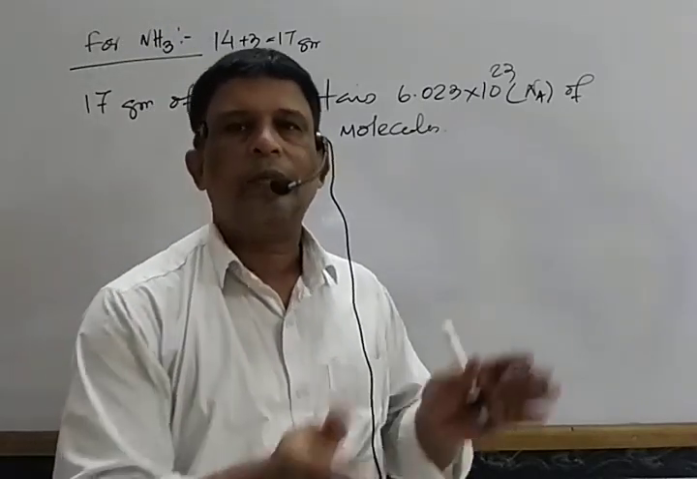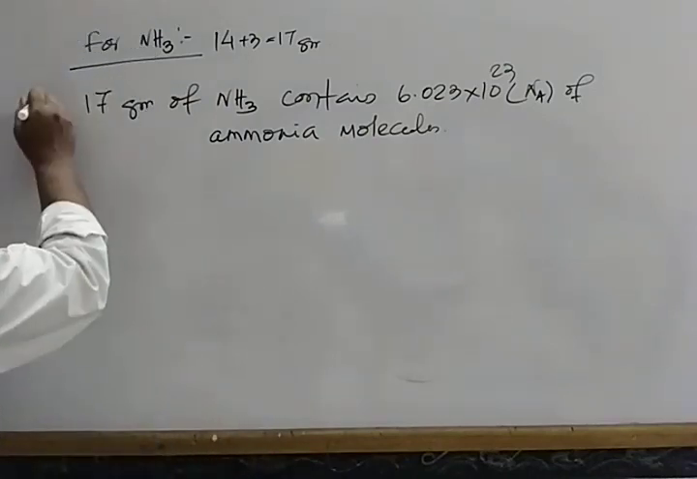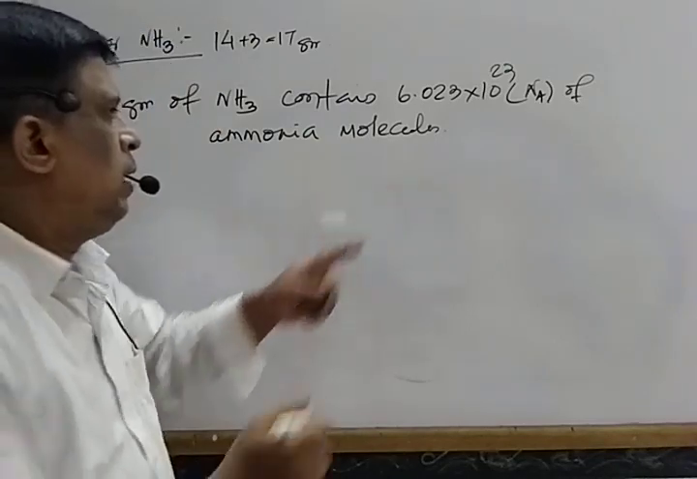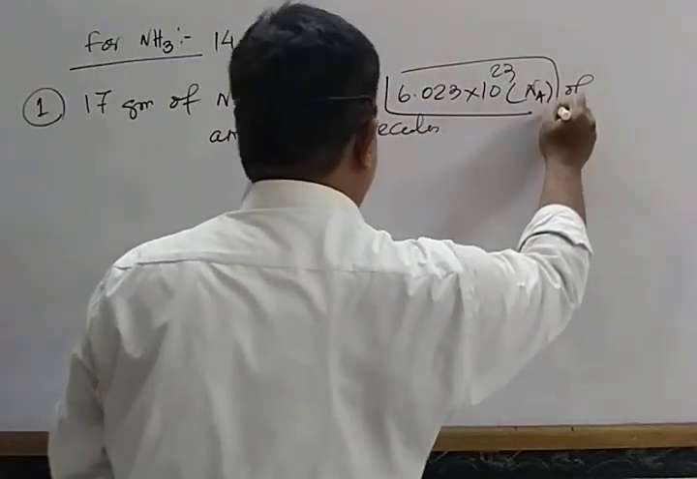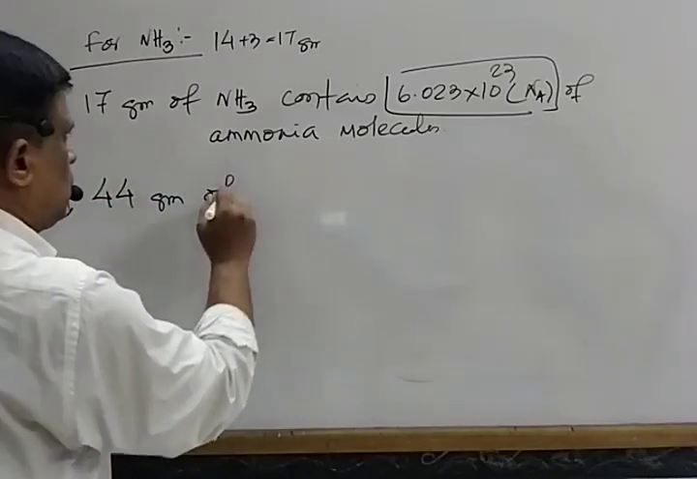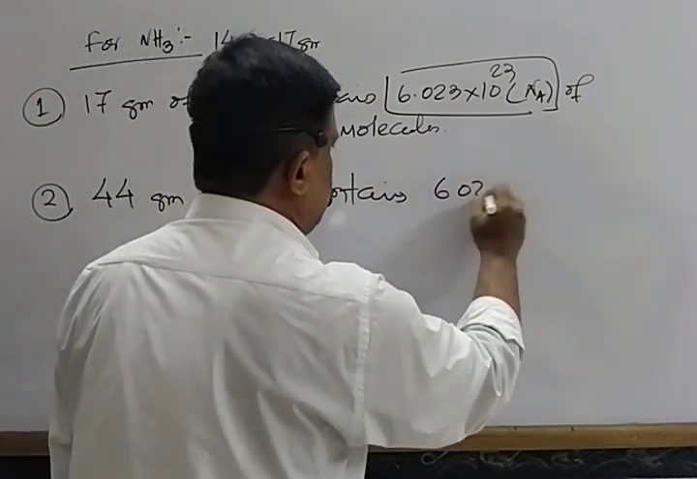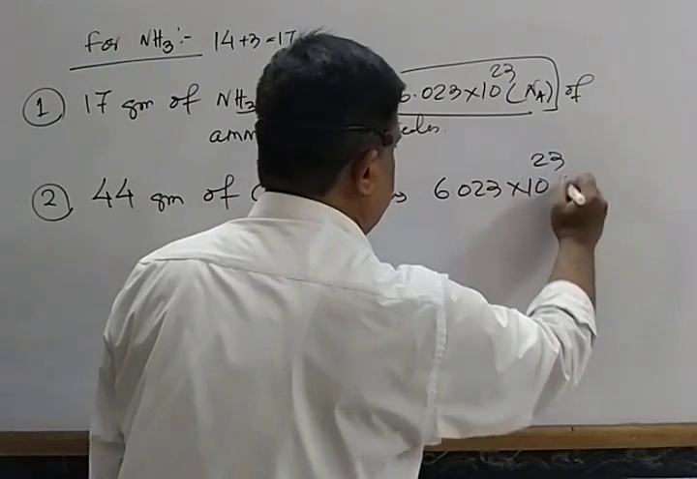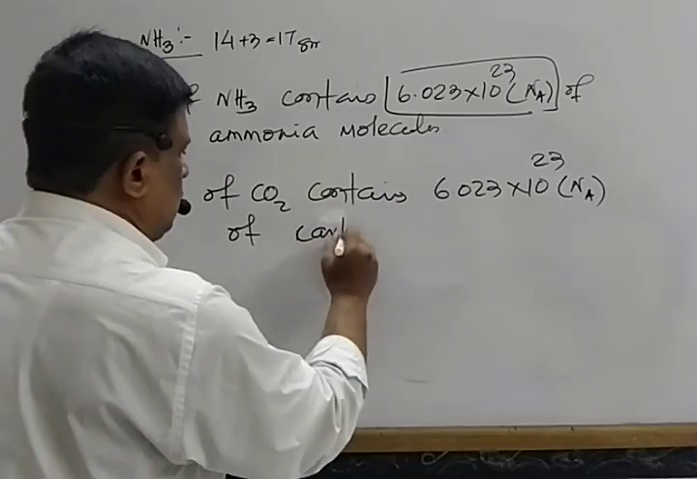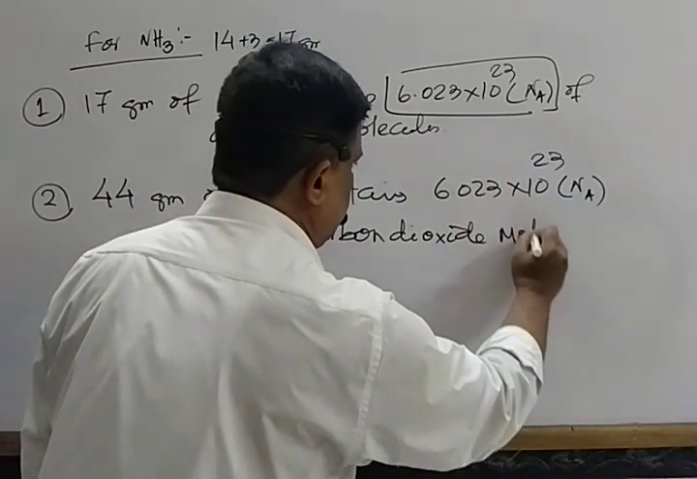Previously we made a relationship of number with mass. Now we have a relationship of mass with number. That means, example 1, 17 gram of NH3 contains Avogadro number of molecules. Similarly, example 2, 44 gram of CO2 contains 6.023 into 10 to the power 23, that is known as the Avogadro number of carbon dioxide molecules.